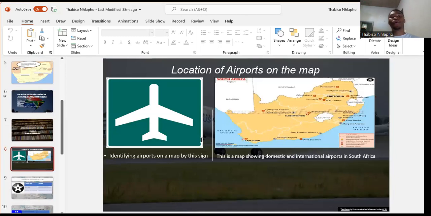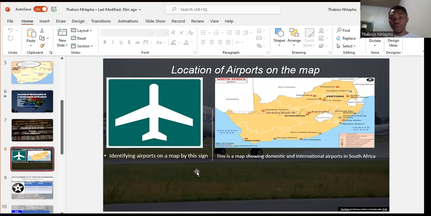Okay, now going on to airports. So we are locating airports on a map. Remember, this is about the location of the following on the map. When you locate an airport on the map, you are going to be seeing the sign on the left. That's the sign of an aeroplane. So this is a sign of a plane.